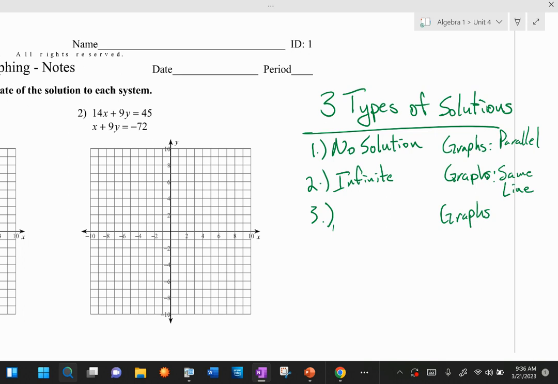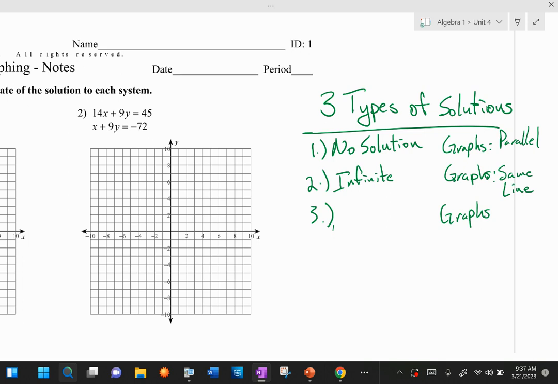So why, I agree. Okay, Winter. So why does parallel lines mean that there's no solution? What's unique about parallel lines? They don't touch. So how would a system get a solution? They would have to intersect. Okay, so parallel lines don't have a solution because they don't intersect. Okay, so we kind of just talked about it.